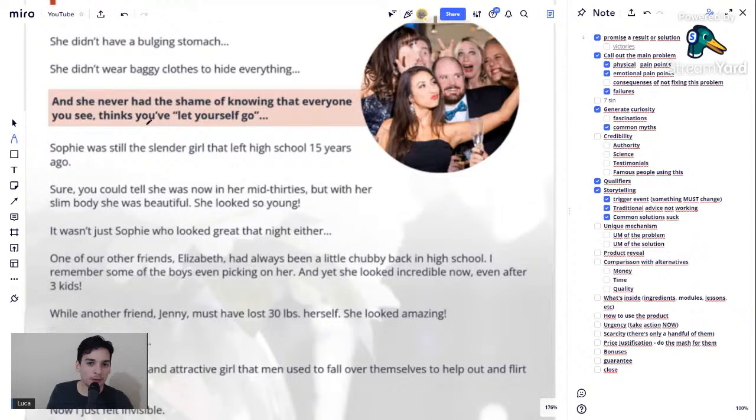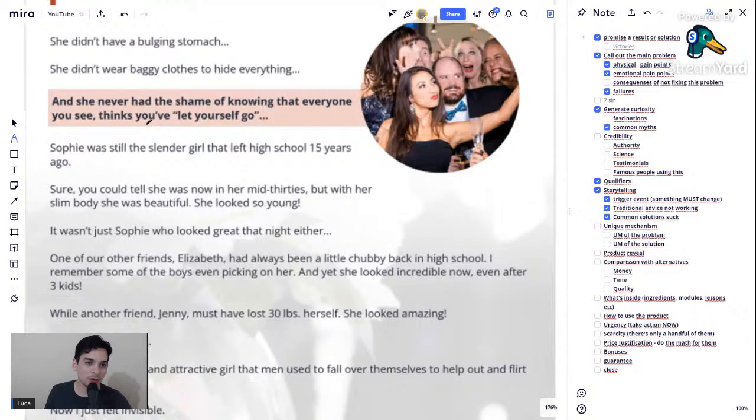She looked so young. It wasn't just Sophie who looked great that night either. One of our other friends, Elizabeth, had always been a little chubby back in high school. I remember some of the boys even picking on her, and yet she looked incredible now, even after 3 kids. While another friend, Jamie, must have lost 30 pounds herself, she looked amazing. I couldn't believe it. I was once the slim and attractive girl that men used to fall over themselves to help out and flirt with.